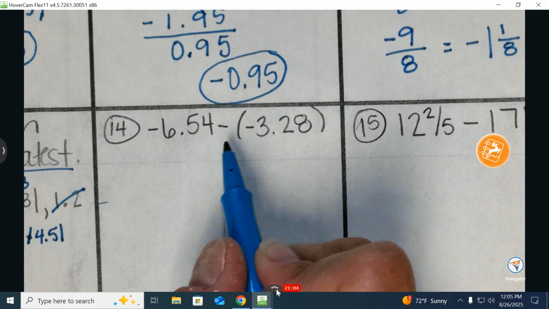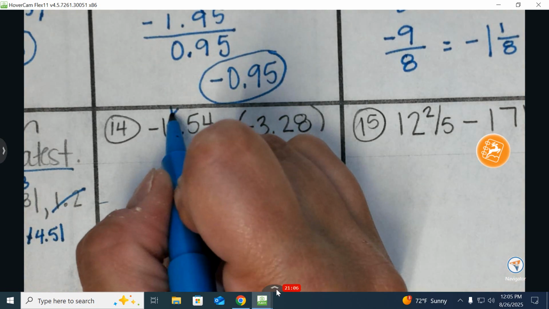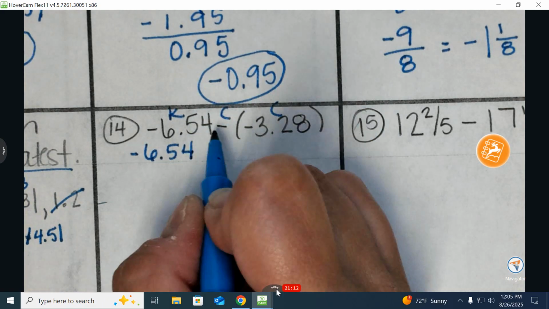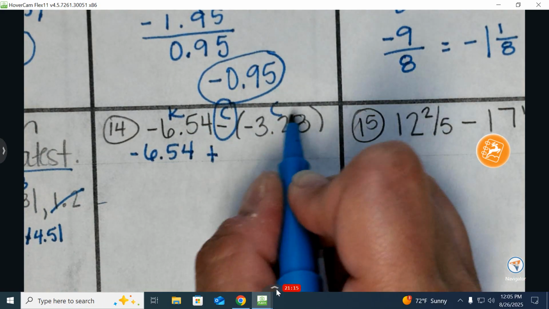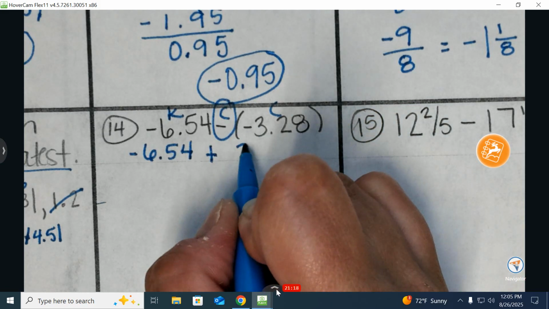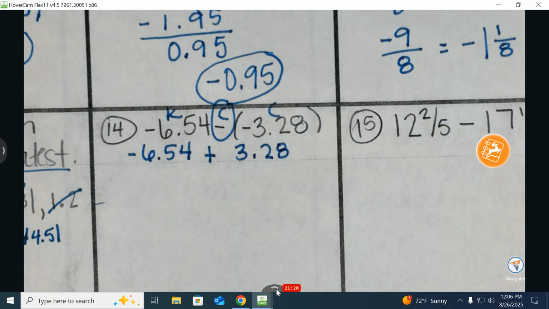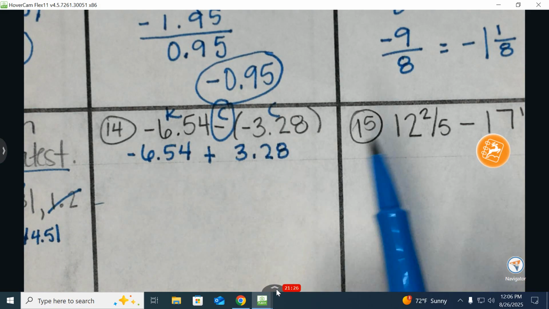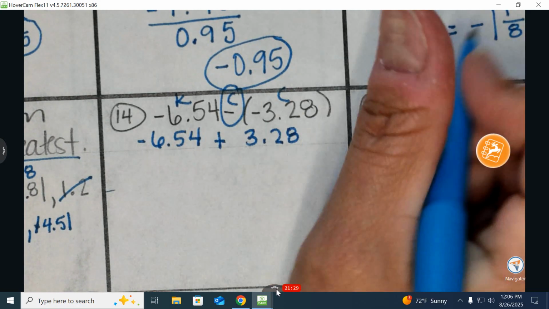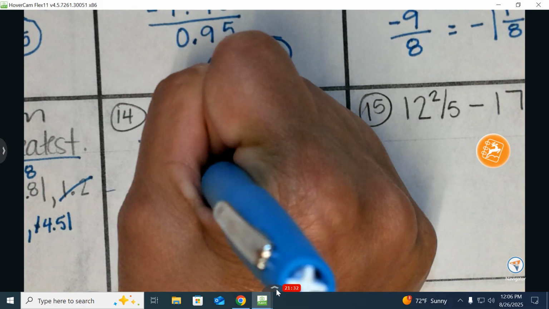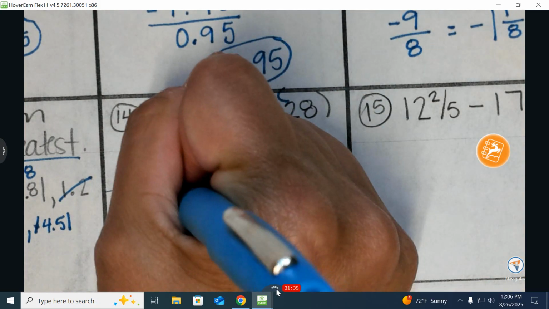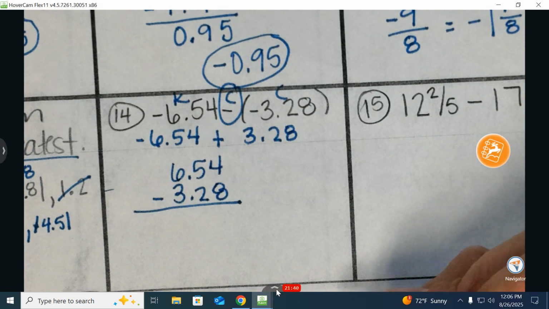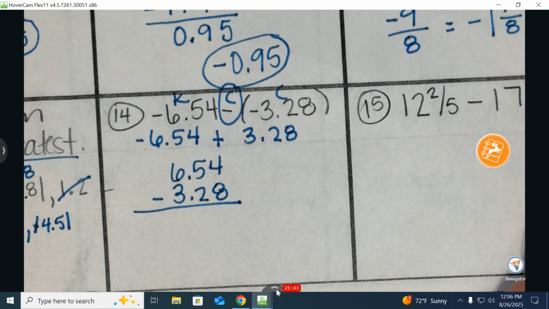Alright, number 14, it's a subtraction problem. You should do keep, change, change. Negative 6.54, change subtraction to addition, and change negative 3.28 to positive 3.28. You are adding with different signs, so you actually subtract it. That's the rule. So we're going to say 6.54 minus 3.28. Same sign, add and keep; different signs, subtract, and take the sign of the larger absolute value.